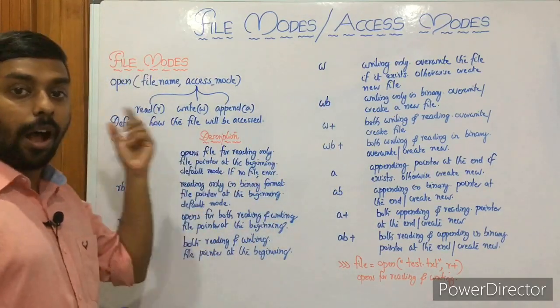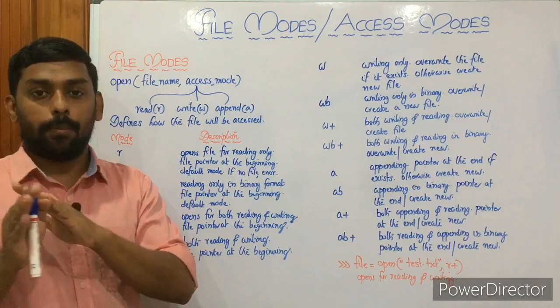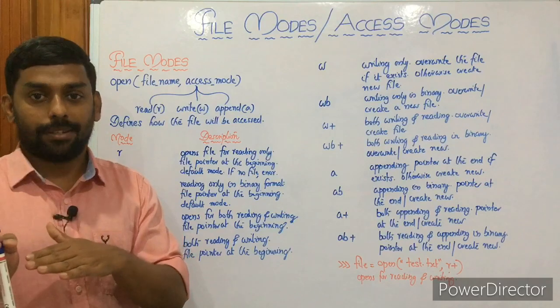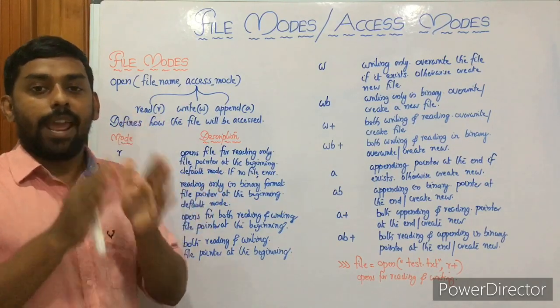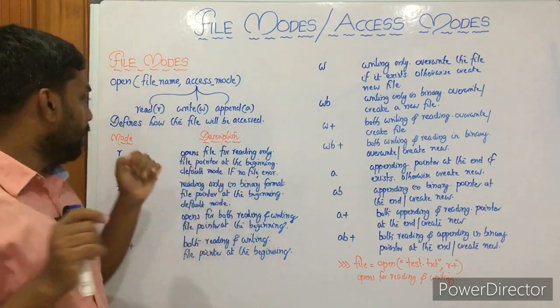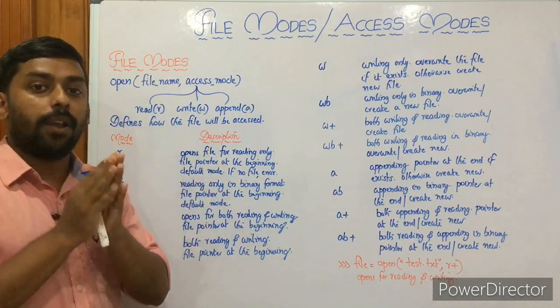So let's start with R, and it's very easy: R, RB, R plus, RB plus. Then W, WB, W plus, WB plus. Then for appending, A, AB, A plus, AB plus. It's over. Okay. Yes. So let's start with R. R stands for reading, right? We open the file for reading.